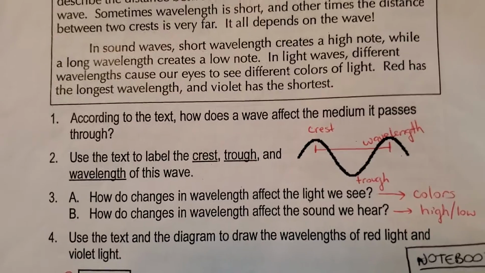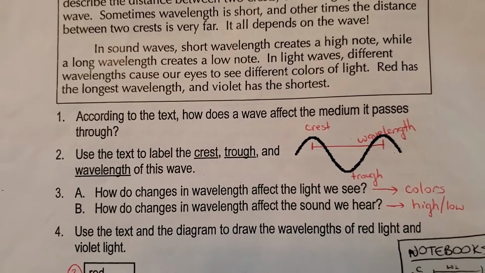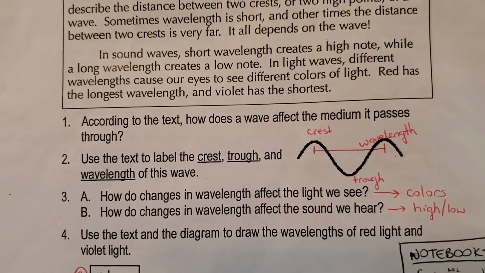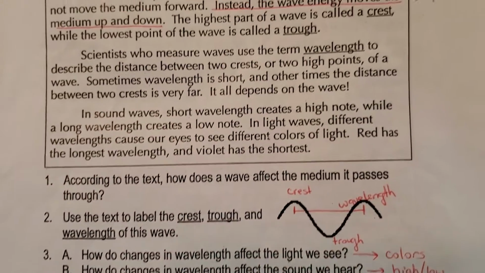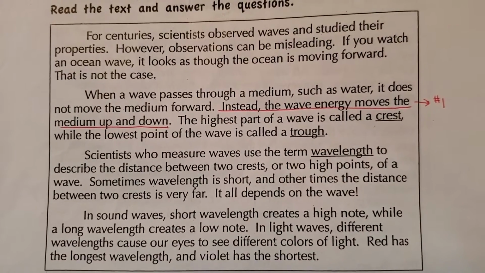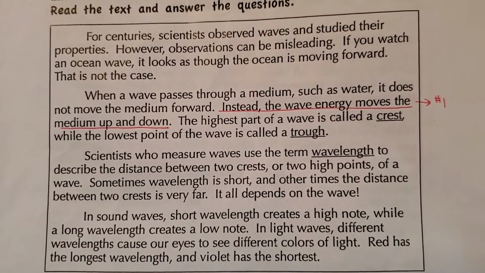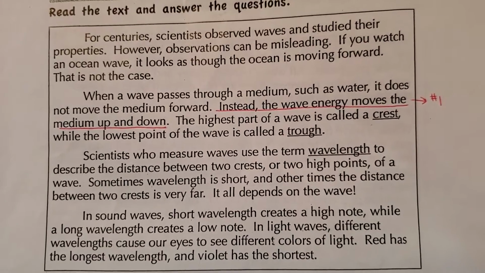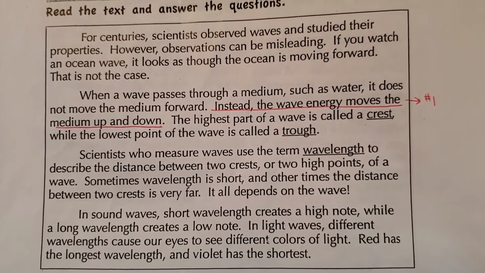Alrighty, let's look at our questions. Number 1 says, according to the text, how does a wave affect the medium that it passes through? Well, we've got to go back up to the text, paragraph 2. I underlined it here. How does the wave affect the medium? Paragraph 2 says, instead, the wave energy moves the medium up and down.